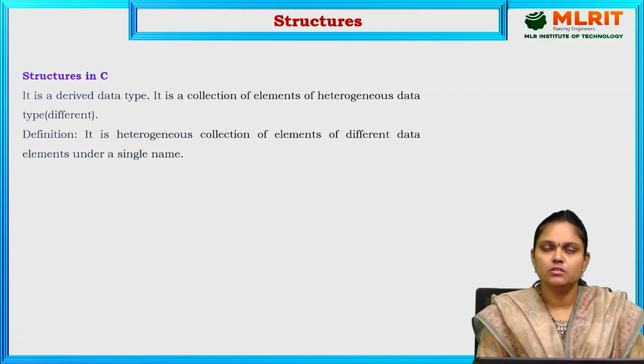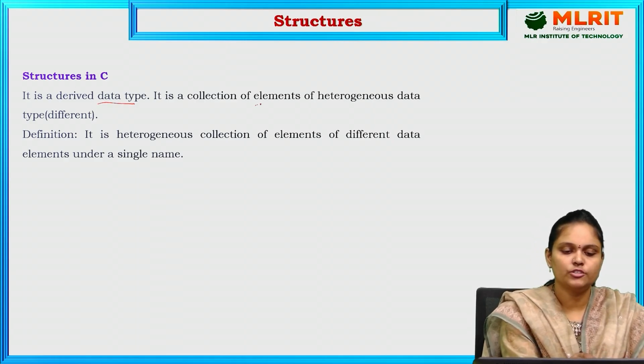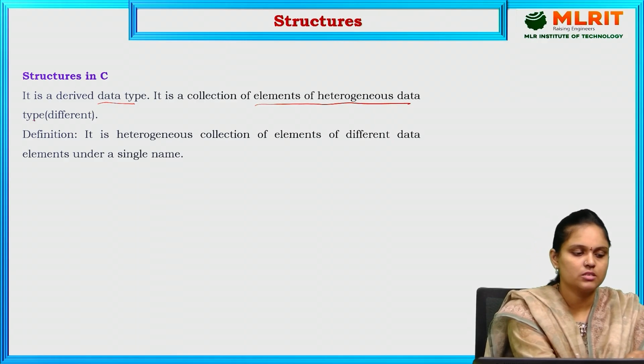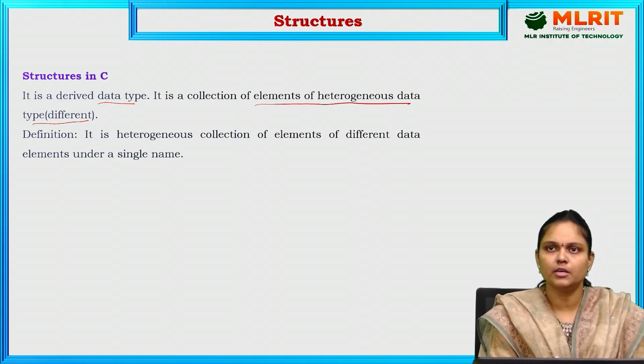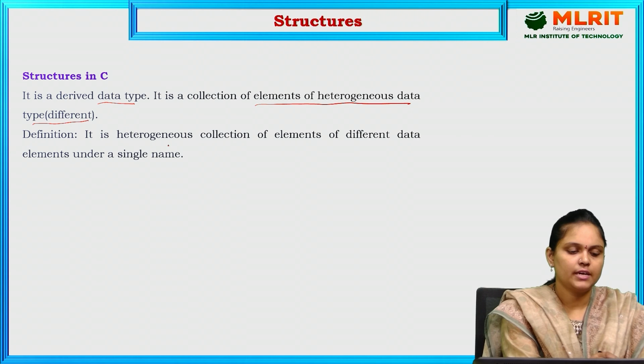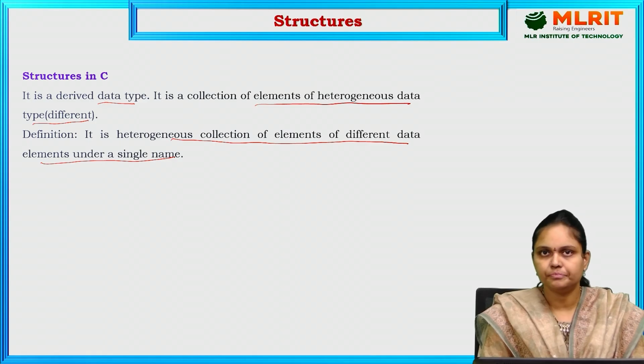And coming to structures. A structure is a derived data type. It is a collection of elements of heterogeneous data types, which means it's nothing but a collection of different data type elements. So it is a heterogeneous collection of elements of different data types under a single name.